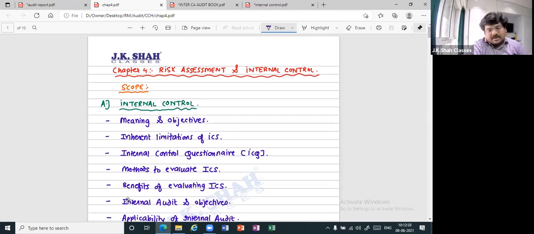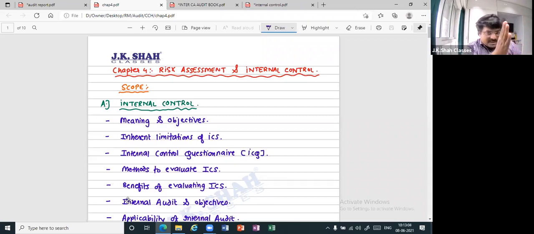Okay, listen. As far as your chapter number 4 is concerned, it is a big chapter compared to what we did yesterday, Auditor's report. This will go on and on, probably for 2 to 2.5 lectures. Today, if you just have a look in the heading, it is risk assessment and internal control. So there are two parts to it. One is risk assessment, other is internal control. Now, internal control, you people have definitely known a bit of it because you have heard me telling many number of times about internal control system.